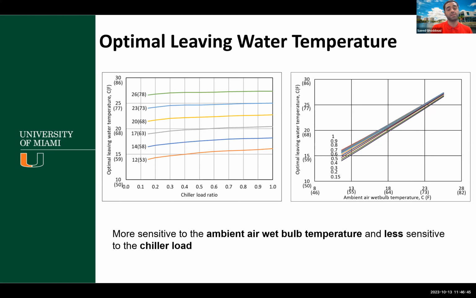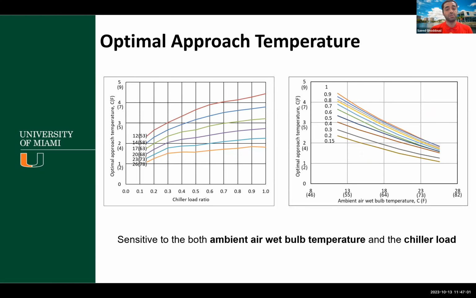Another strategy was the optimal leaving water temperature. For the leaving water temperature, we can see on the right-hand side that the optimal leaving water temperature is more sensitive to the ambient air wet bulb temperature and less sensitive to the chiller load. And for the approach temperature, which I mentioned is based on the temperature difference of the ambient air temperature and leaving water temperature, the optimal approach temperature is a function of both the ambient air wet bulb temperature and the chiller load. You can see in both figures that both of them can affect the optimal approach temperature.